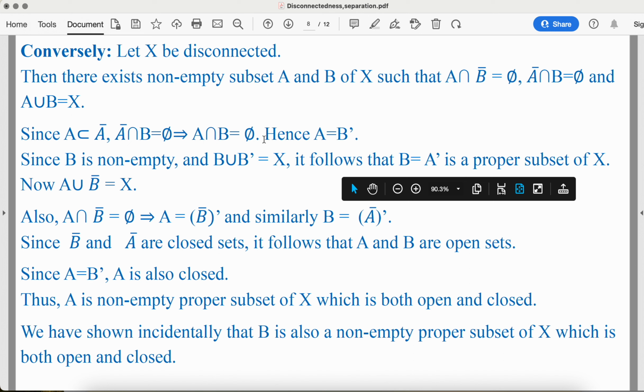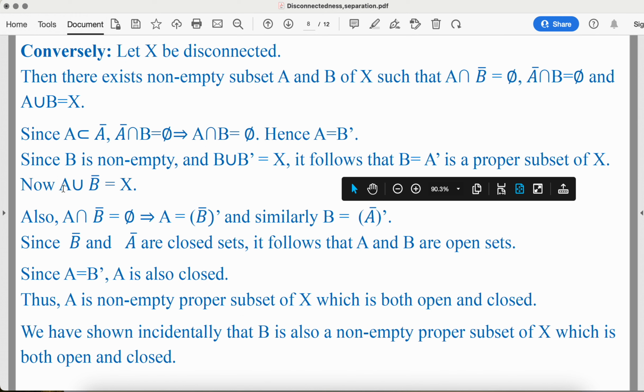It means A is equal to B complement, because B is non-empty. It is given to us by definition of disconnectedness that B is non-empty and B union B complement is X. It means B is equal to A complement and it is a proper subset of X.